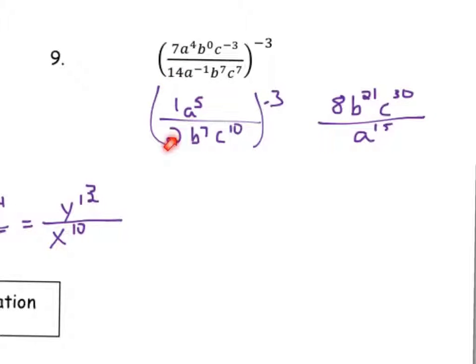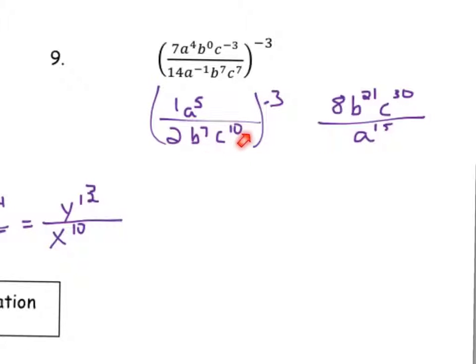So I did my numbers first. 7/14 can reduce to 1/2. A to the 4th over a to the negative 1. I can bring this factor up. This is 1 over b to the 7th, so that stays down. And then c, this c has negative factors, so I'm going to bring it down. So now I have 10 factors of c in the denominator, and I still have my negative 3 out here.